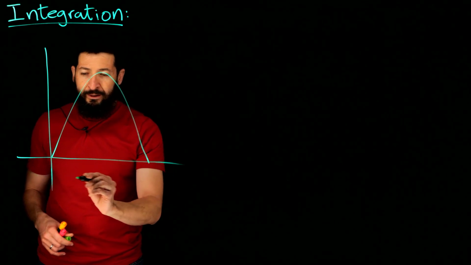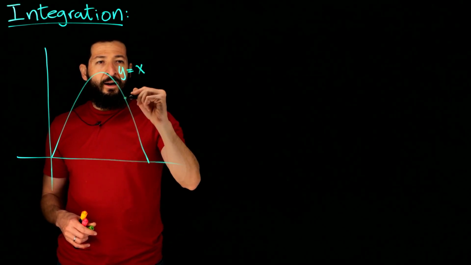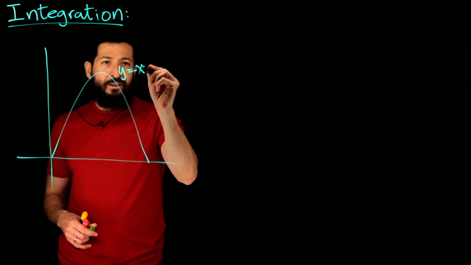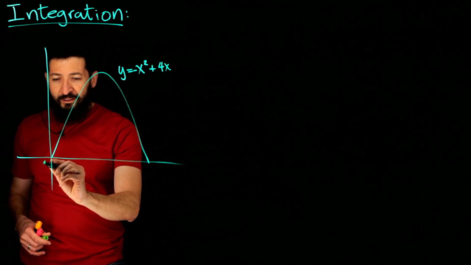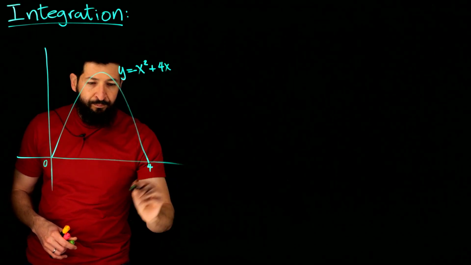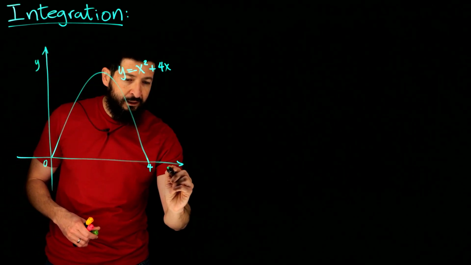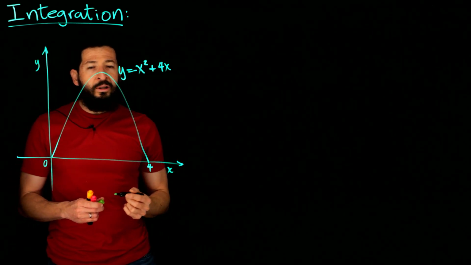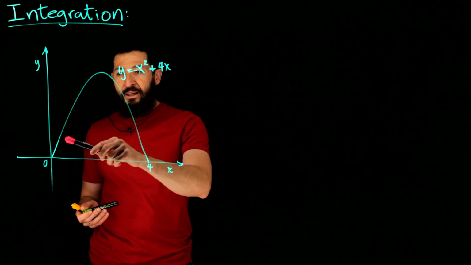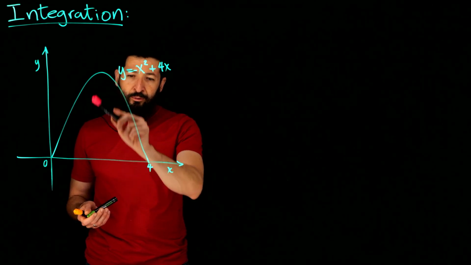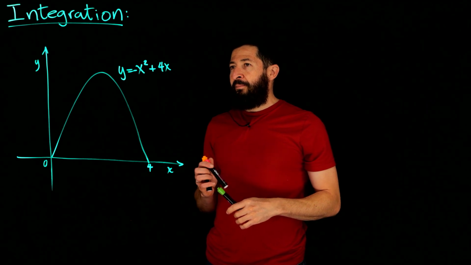Let's say a parabola. Let's say the function will be y equals negative x squared plus 4x. So it has intercepts at 0 and at 4. And let's say that we would like to know the area under this curve, the area of this sort of wedge, if you will, of that parabola there. How do we compute it?